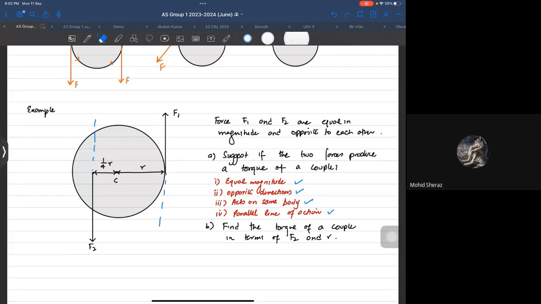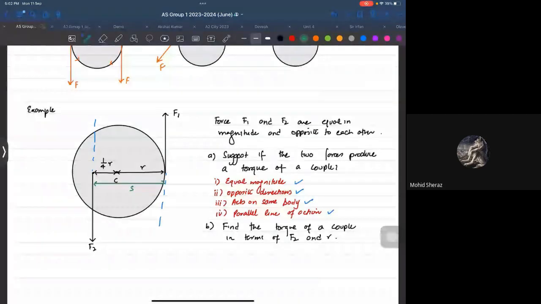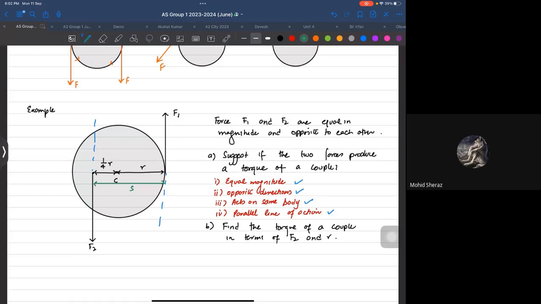There is no condition that their distance from the center has to be the same or not. There's no condition like that. Do you get it? Because in reality, we do not need that distance. What we need is the perpendicular distance between the two forces, which is this s. And s could be anything. It could be half R plus R, or a quarter R plus R, or 3/4 R plus R. But it should only meet these four conditions for it to be a torque of a couple. So this is indeed a torque of a couple. Do you get it?